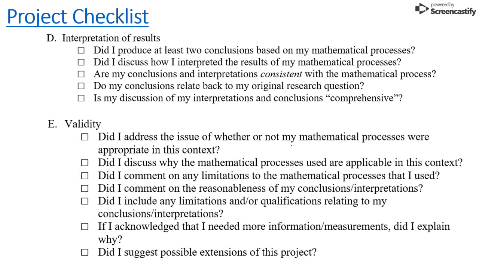This is from the project checklist that I gave you way at the beginning, but now is a good time to go back and start checking off these boxes here. So for these upcoming criteria for the rough draft, interpretation of results: did you produce at least two conclusions based on your processes? Did you make at least two interpretations? Did I discuss how I interpreted the results of my mathematical processes? These are check marks that you want to hit as many of these as you can, okay? And that will help you score better on the actual rubric.